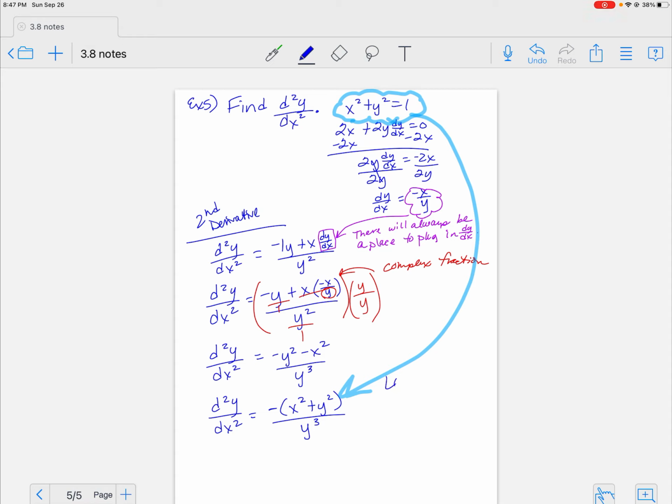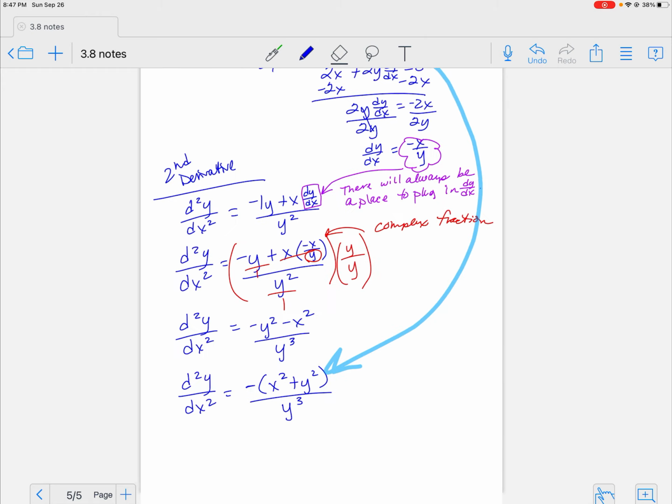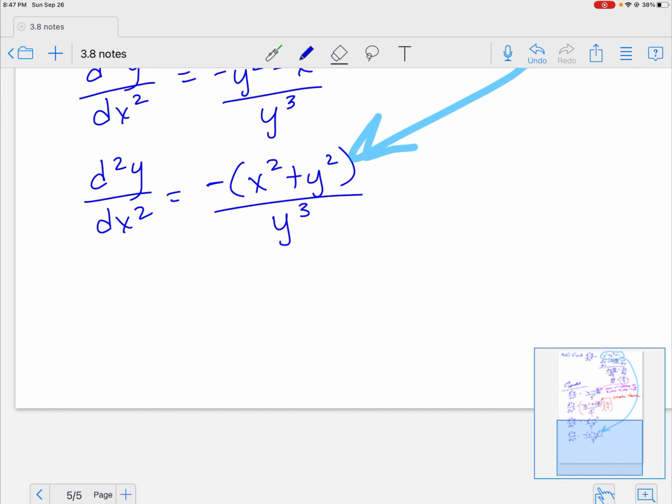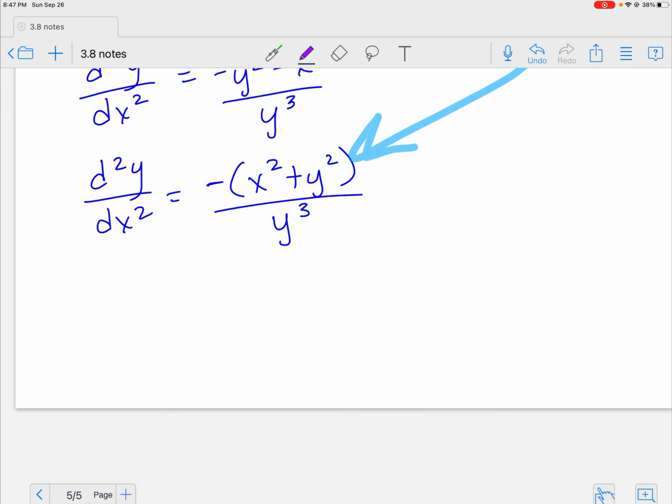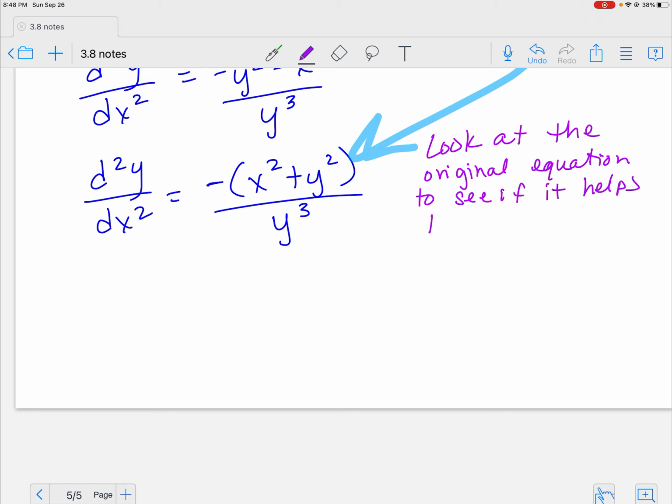For us, you are going to look at the original equation to, oh my gosh, you guys, that handwriting is so bad. I can't even do that to you. Let me make this bigger. Sorry. Let's try again. Let's do a different color even. We'll get spicy. Look at the original equation to see if it helps to simplify.